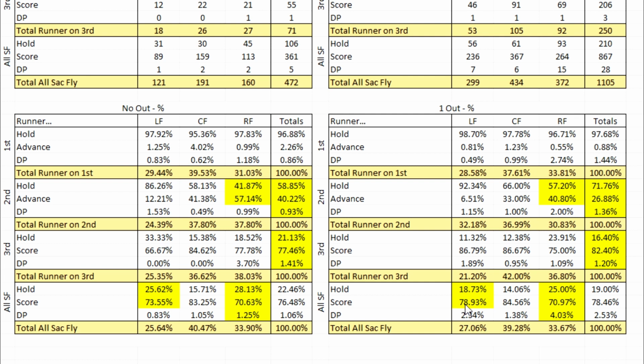So with 1 out, that fly out to left, they only hold almost less than 20% of the time. Almost 80% of the time they're scoring. Whereas balls hit to right, they're way more likely to hold. 25% of the time they're holding, even with one out. And only just over 70% of the time are they scoring. Now again, that's where those double plays come in. That's the largest chance of a double play right there. 4% is on a sac fly hit to right field. The double play chance goes up to 4%.